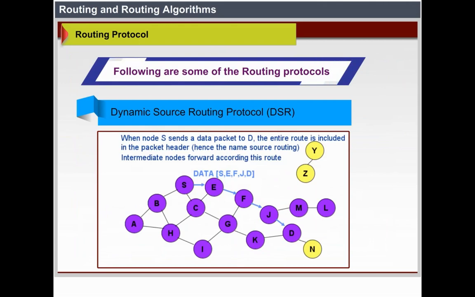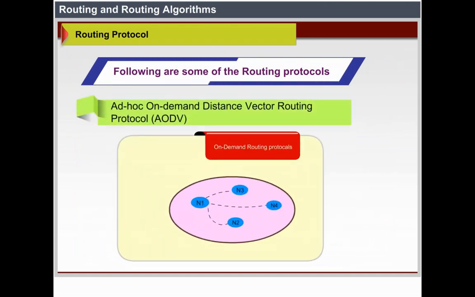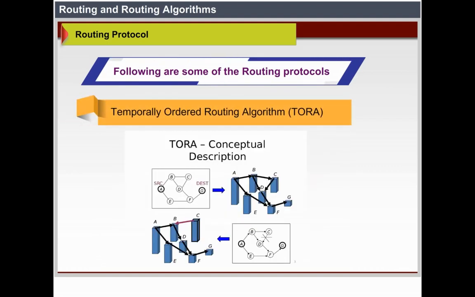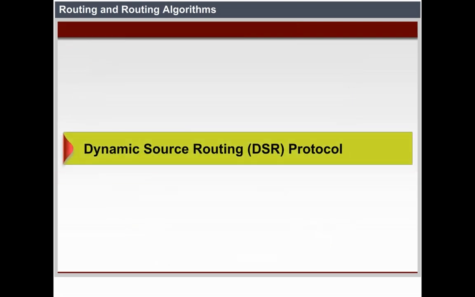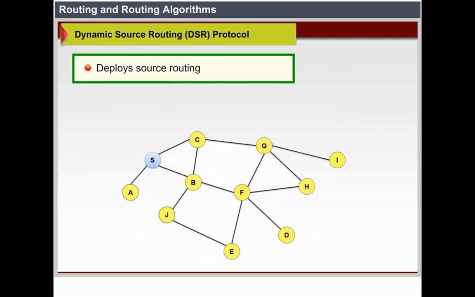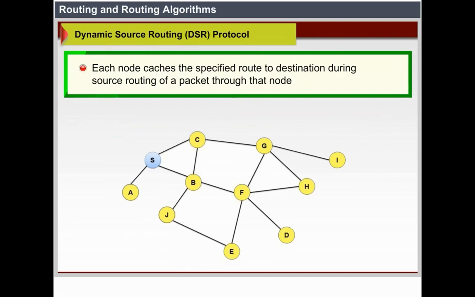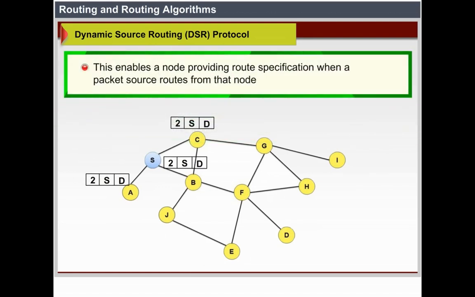Dynamic Source Routing Protocol DSR, Ad hoc On-Demand Distance Vector Routing Protocol AODV, Temporally Ordered Routing Algorithm TORA, Cluster Head Gateway Switch Routing CGSR. Dynamic Source Routing DSR protocol deploys source routing. Each node caches the specified route to the destination during source routing of a packet through that node. This enables a node to provide route specification when a packet is source routed from that node.